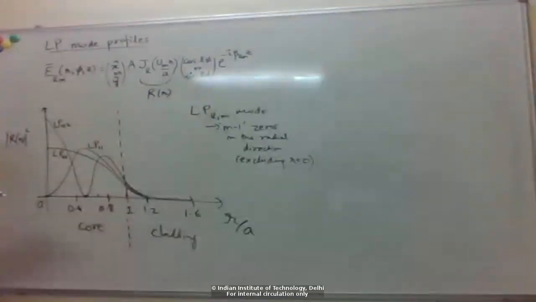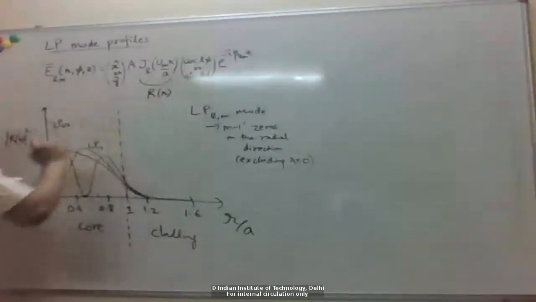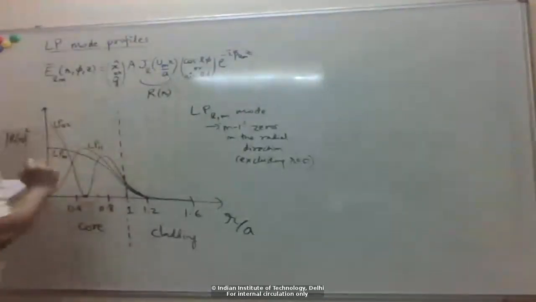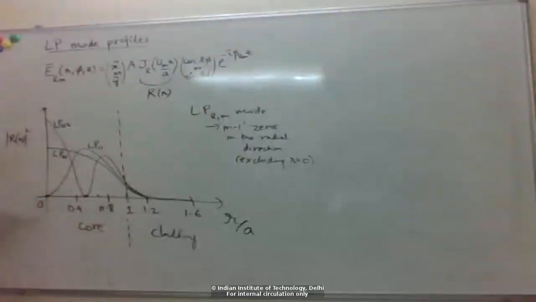Now LP22. That again will start from 0 because that will be J2. And M equal to 2 means we'll again have one zero.